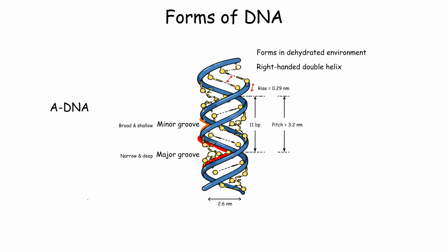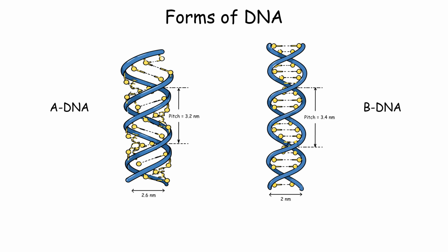The diameter of aDNA is about 2.6 nanometers, which makes it wider than bDNA. Its base pairs are more tilted compared to bDNA, with a base tilt of around 20 degrees. So, compared to bDNA, aDNA is wider, shorter, and more compact.